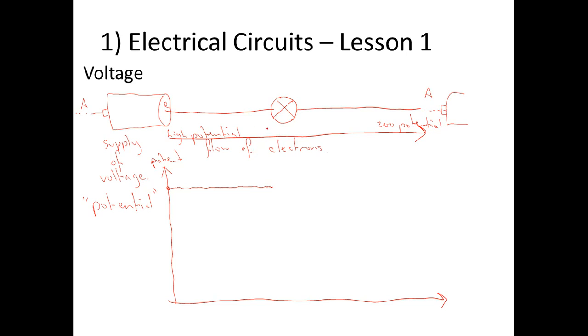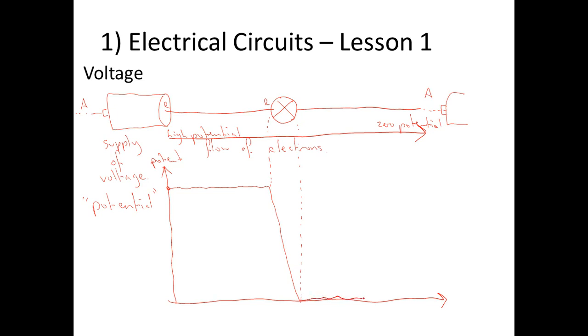When that electron then enters the bulb, it will lose its potential to the bulb. And by the time it leaves the bulb, it needs to have gotten rid of all of its potential. So that point there is where it enters. And by the time it leaves the bulb, it needs to have lost all of its potential and be down at zero potential for the rest of the journey.